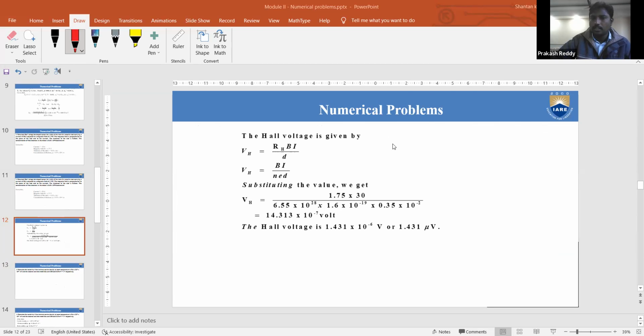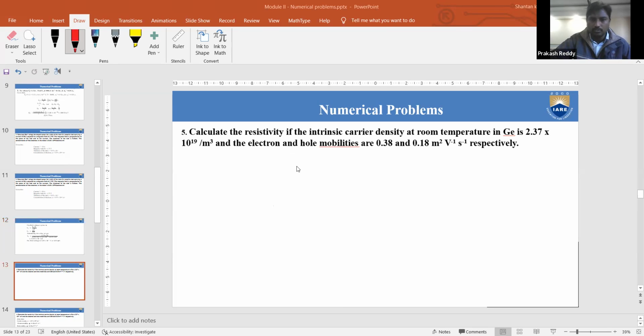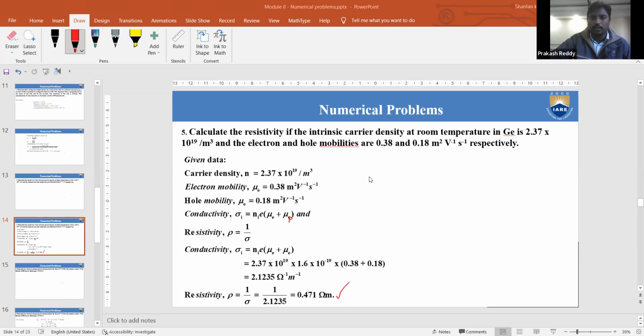So the formula will be RH into B into I divided by d. RH equals 1 by n into e. Yesterday we covered these problems in the previous class. In today's class, we covered the 5th, 6th, 7th, 8th, and 9th ones also. This is the 5th one solution. Try to take a screenshot.